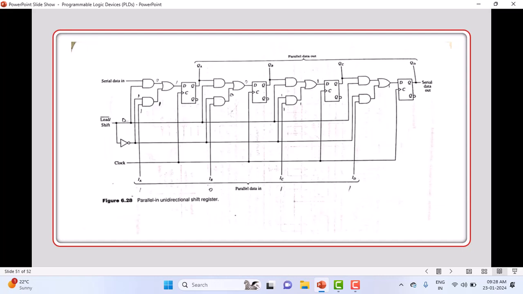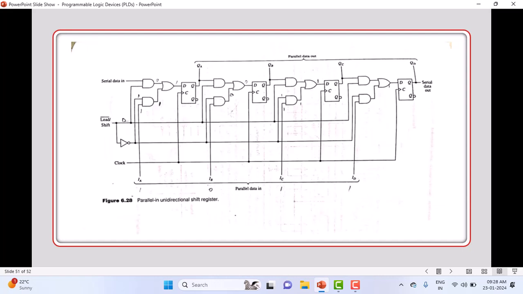If IB is 0, and I assume this load bar or shift is 0, now see here, this becomes 0, and this becomes 0 here. If one input of an AND gate is 0, the output is 0. Here it all depends on what data is coming from the previous one, but presently I assume this is 0, therefore the input for the flip flop is 0. So when you make this line 0, all this data will be loaded onto the flip flops, I mean the shift register. And when you want to move the data from left to right serially, you do that by making this load bar or shift line 1.